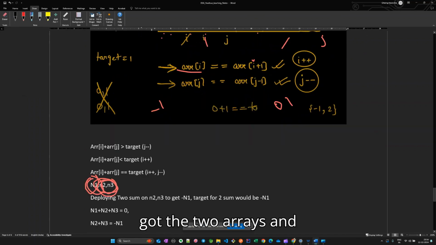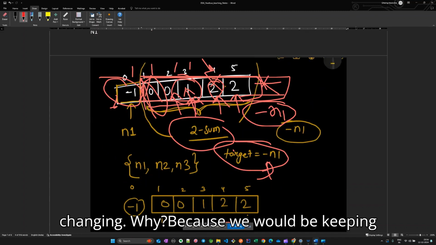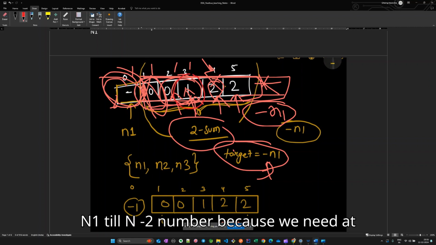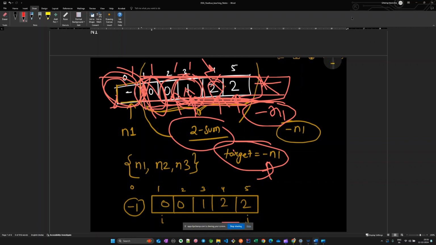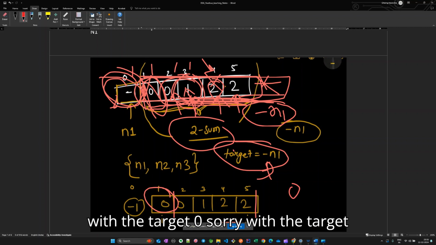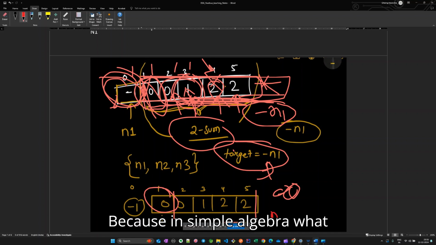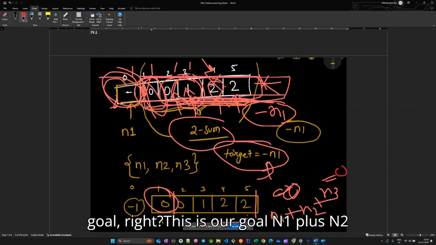Here we got the two arrays, and in this case the target would be changing. Why? Because we would be keeping n1 fixed, and going from n1 till n minus 2 numbers, because we need at least three numbers to calculate. You can understand here also that we have n1, then this array would be going for two sum with the target minus 0, and minus 0 is nothing, so 0. Why? Because in simple algebra, n1 plus n2 plus n3 should be equal to 0. This is our goal, right?